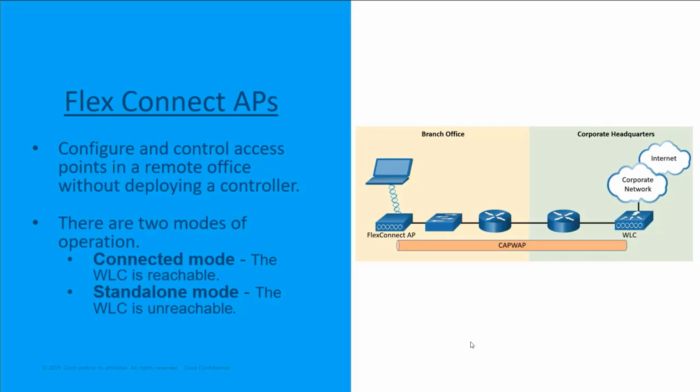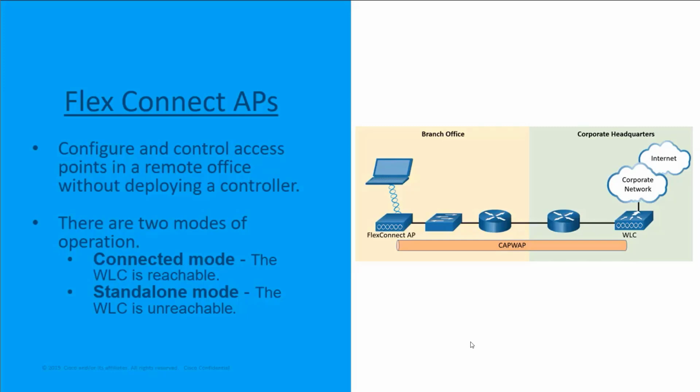Now, there's two modes of operation for the FlexConnect AP, which would be the access point in the branch office. The first one is connected mode. In connected mode, the wireless LAN controller is reachable. It's reachable across the wide area network. And with this, there is CAPWAP connectivity where we can send traffic through the CAPWAP tunnel, and the wireless LAN controller performs all the CAPWAP functions like we discussed earlier with split MAC.